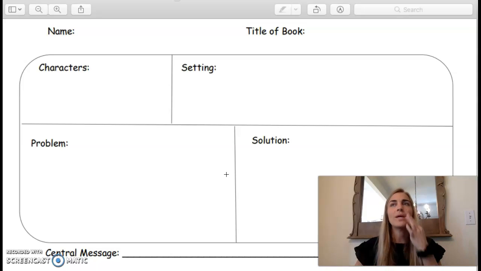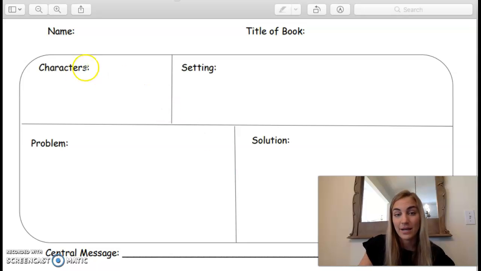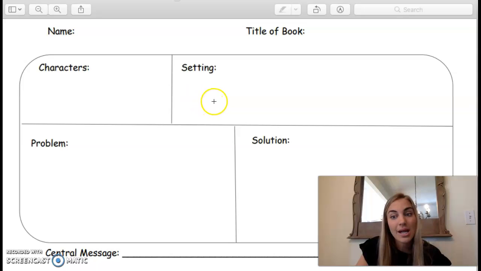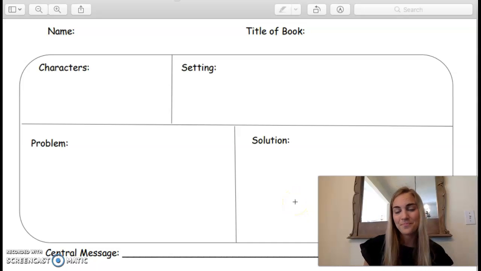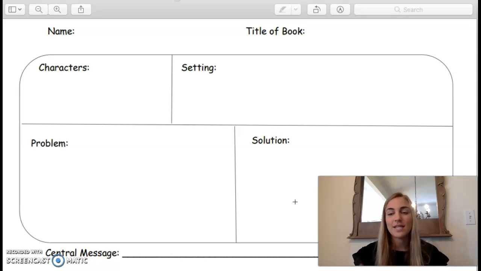Now remember, when we retell, we don't go back and read all of those pages again. No way. You focus on those key details. If there was a character that was introduced, if the setting changed, if you learned anything about the problem of the character or the solution, those are the things that we're going to need to mention in our retell, okay? Okay, so once you guys have done that, then come back to me.